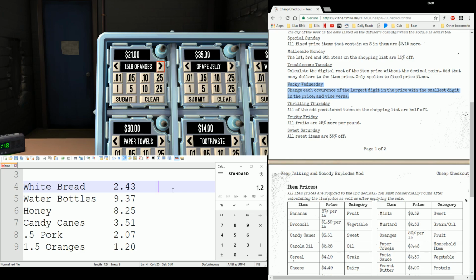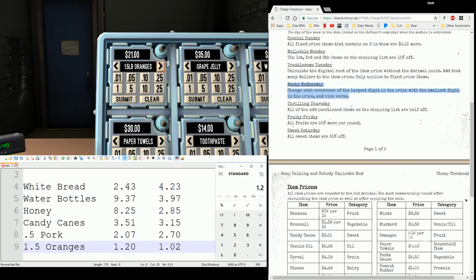So for the white bread, that's a 2 and a 4, we're going to swap. 4 is my biggest, 2 is my smallest, so that's going to become $4.23. We switch the 2 and the 4. Water bottles, we're going to switch the 3 and the 9, so it becomes $3.97. Honey, $8.25, we're going to swap the 2 and the 8 to $8.85. Candy canes, $3.51, we're going to swap the 1 and the 5, so $3.15. Half pound of pork's $2.07. We're going to swap the 0 and the 7, $2.70. And oranges, 0 and 2 are my smallest and largest, so we swap those to get $1.02.